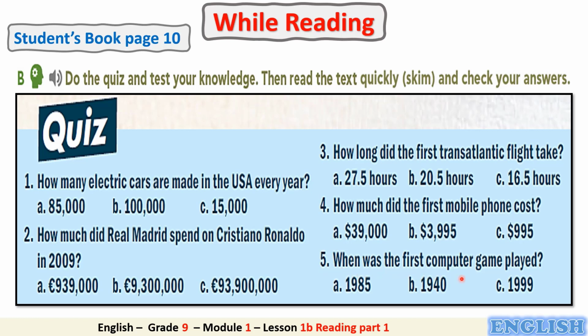When was the first computer game played? A. 1985. B. 1940. Or C. 1999. Now I want you to answer and do the quiz and test your knowledge. Then we will read the text and skim, then you will check your answers.